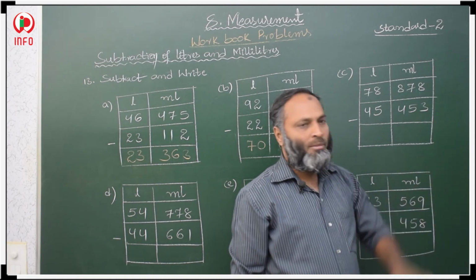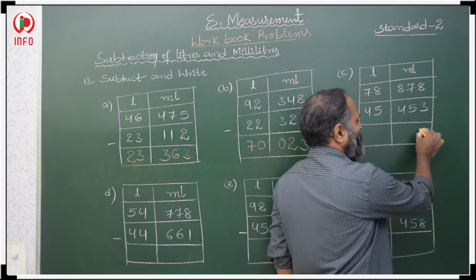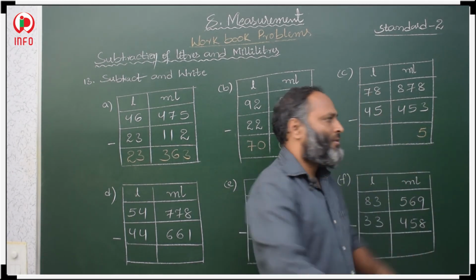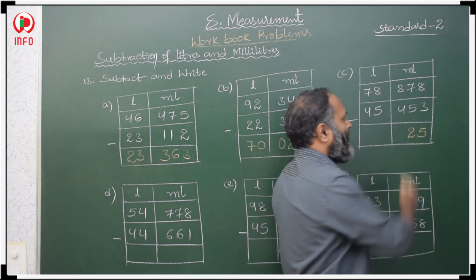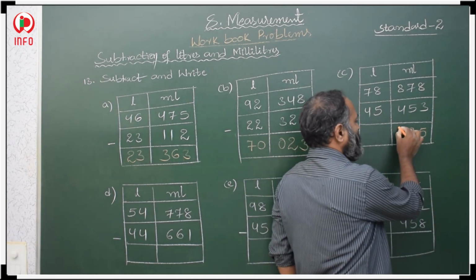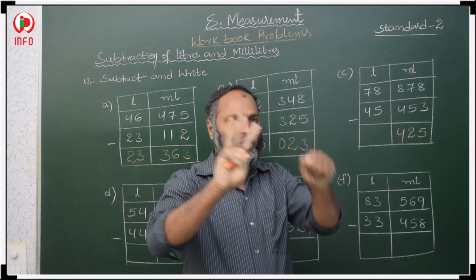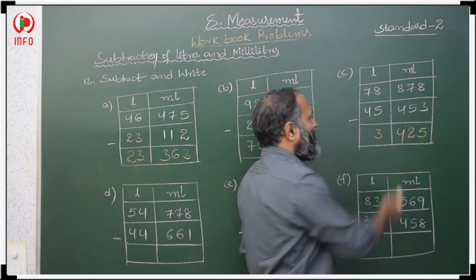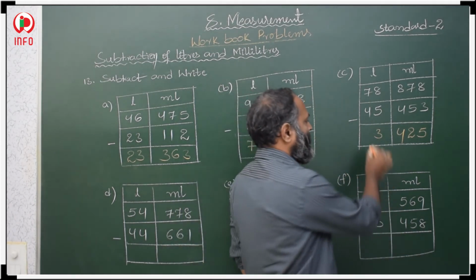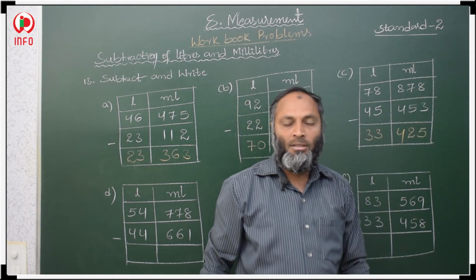Now here, the milliliters part we have to subtract first. Extreme right digit 8 minus 3, 5. 7 minus 5, 2. 8 minus 4 is 4. 8 minus 5, 3. 7 minus 4, 3. 33 liters, 425 milliliters. Okay.